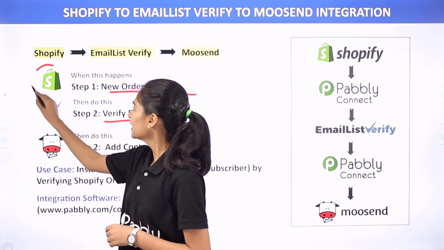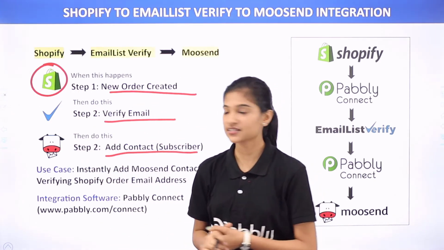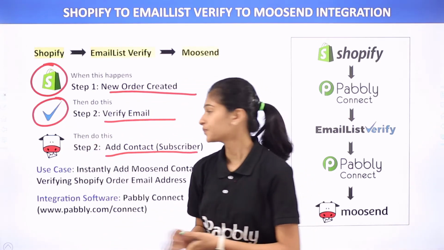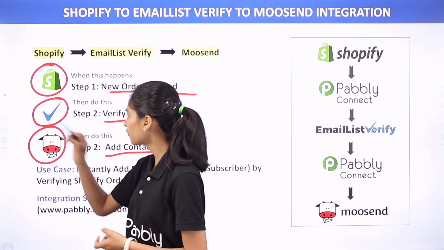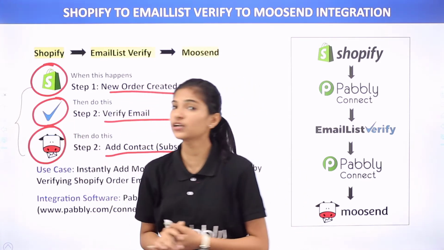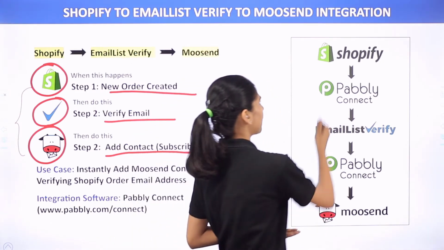So Shopify is a software application where you can set up your online store and sell your products, whereas Email List Verify helps you to verify your emails. Moosend is an email marketing software. The issue here is that these three software applications don't have any integration between them, and that is why we are going to use Pabbly Connect.